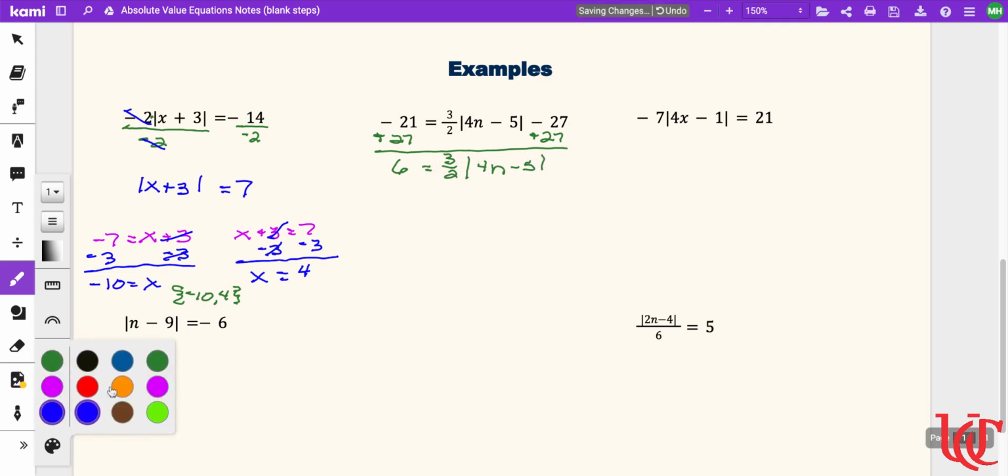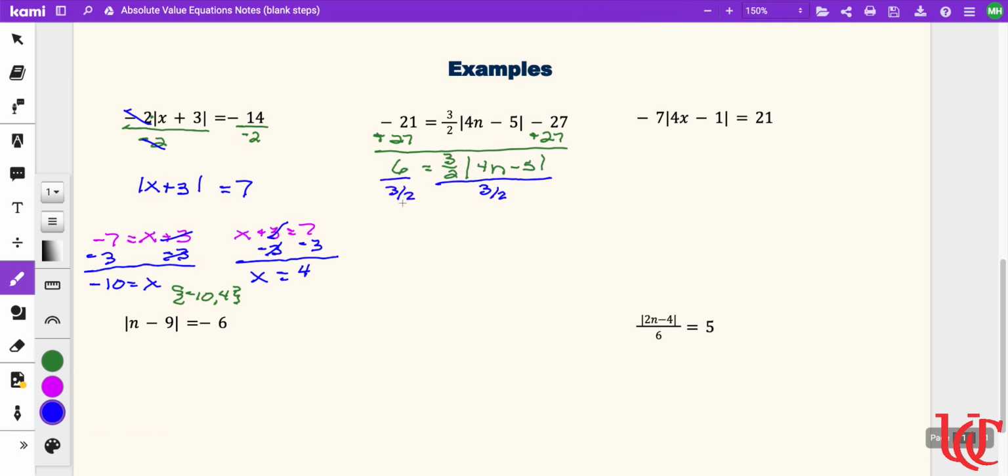All right, I'm going to do the same that I've done before. I've got stuff times that absolute value, so I'm going to divide by that stuff. So I'm going to divide by 3 halves. I'm going to write it this way. It's going to look a little awful to begin with. Now, remember, when I have a division with more fractions, it is always the top divided by the bottom. So this is the same thing as 6 divided by my fraction, the 3 halves. And then what I can do is keep, change, flip. So 6 times 2/3.